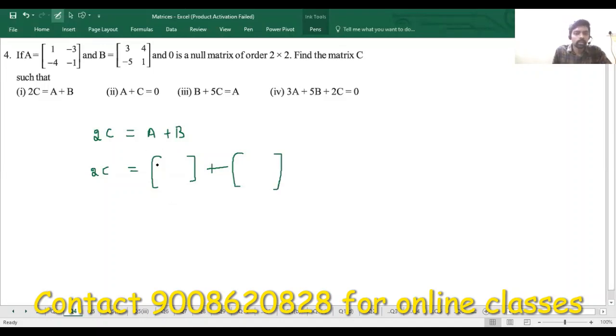Guys, what is A matrix? It's 1, minus 3, minus 4, minus 1. This is A matrix. In place of B, I will write B matrix. So the B matrix is 3, 4, minus 5, 1. So now add these two, guys. 2C equals 1 plus 3. Guys, how much is 1 plus 3? That's 4, correct? Then minus 3 plus 4.